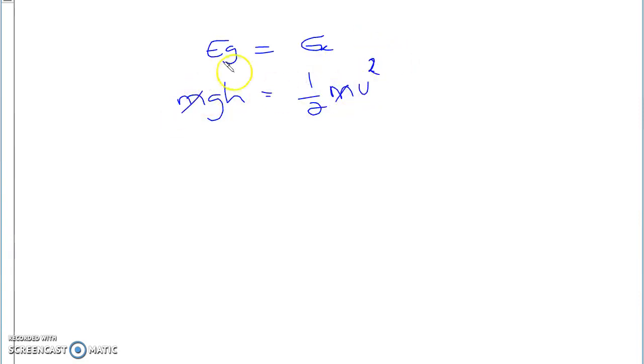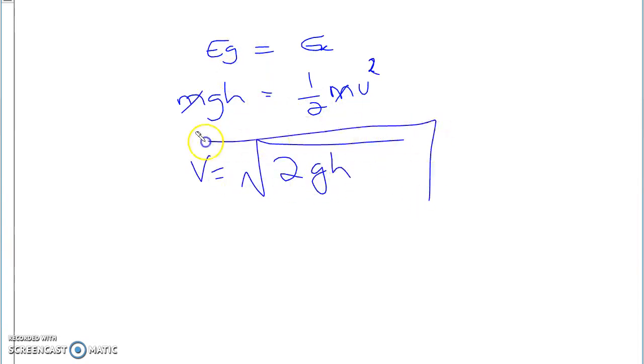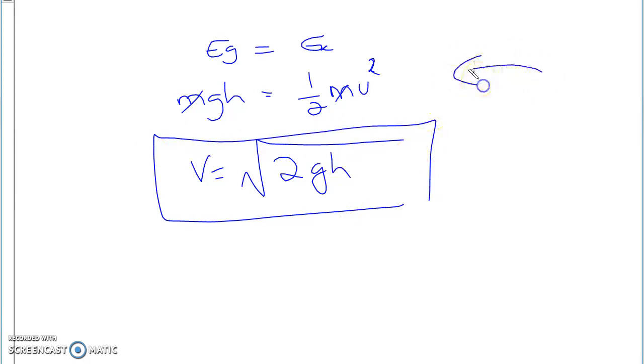So basically if I have Eg before and Ek after, and I've got mgh, which equals half mv squared, if it's the same object that we're talking about on both sides, of course my mass is going to cancel out, right? So you could write this down as v equals the square root of 2gh. But of course you've got to do this individually for every question. You can't just generalize.